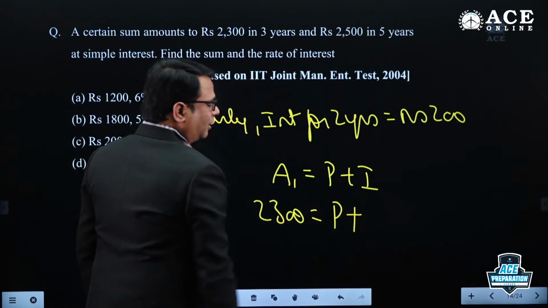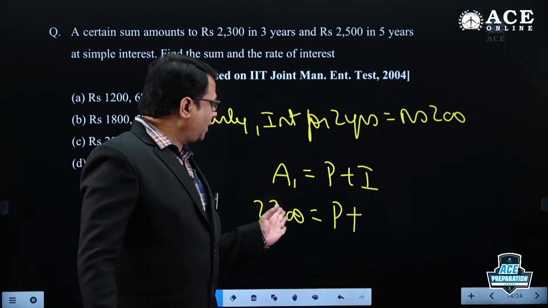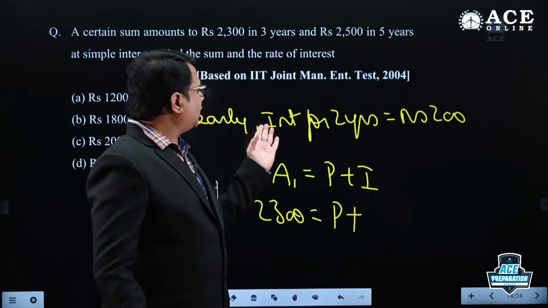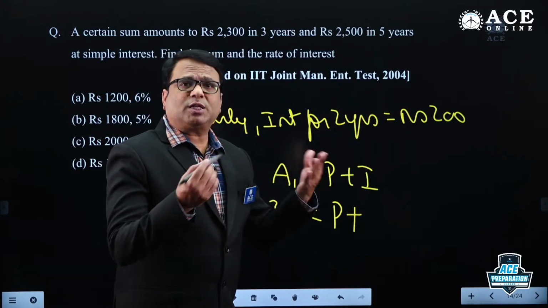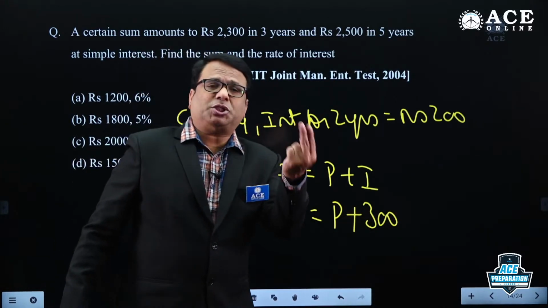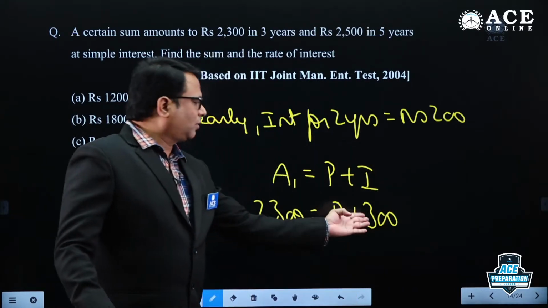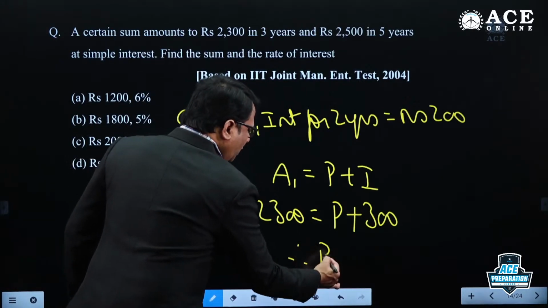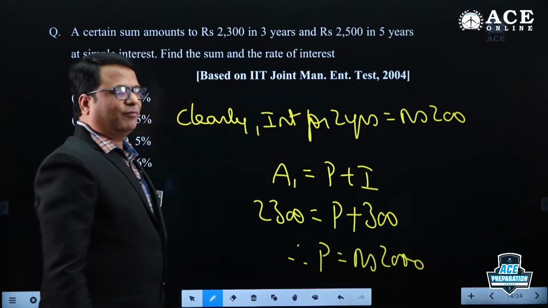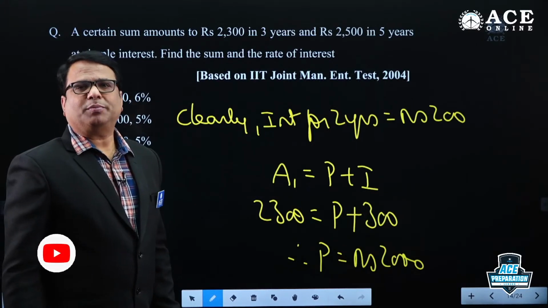Now amount 1 is 2,300. Principal we have to calculate. And interest we should take for how many years? 3 years, because amount 1 is given for how many years? 3 years. So interest should also be taken for 3 years. So interest for 2 years is 200, then interest for 3 years would be 300. Or else, you know that interest for each year is 100 rupees. So for 3 years, how much will be the interest? 300 rupees. And therefore, principal is rupees 2,000. And we know principal and sum are one and the same. So I can say the sum is 2,000 rupees.